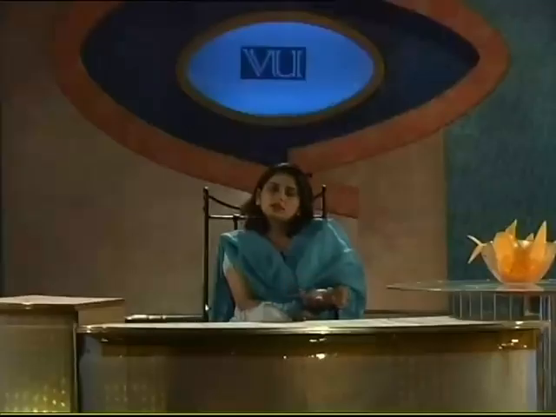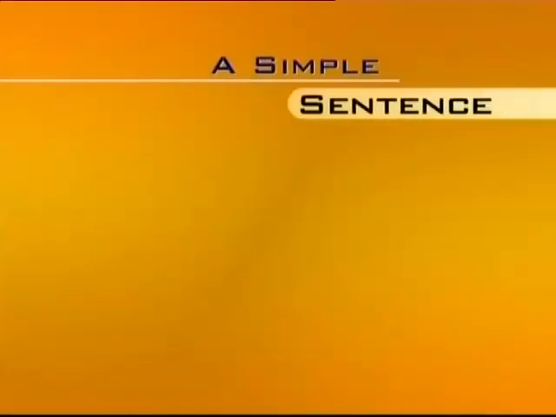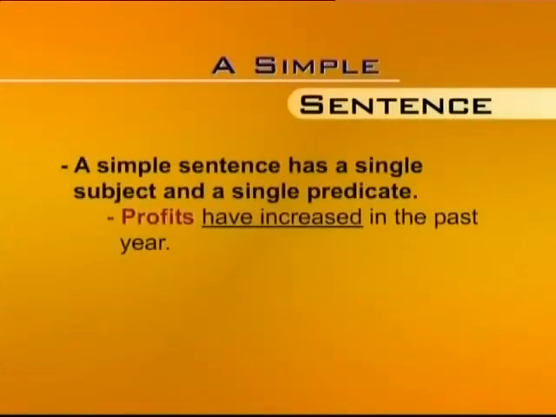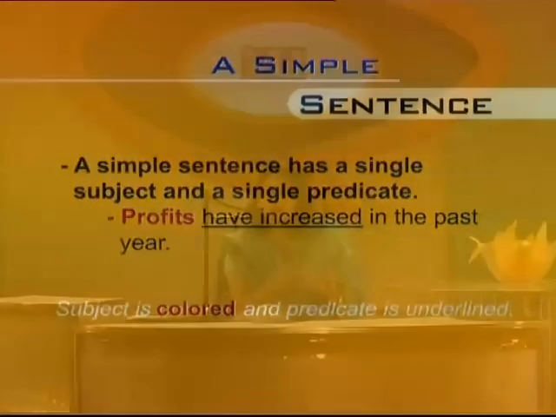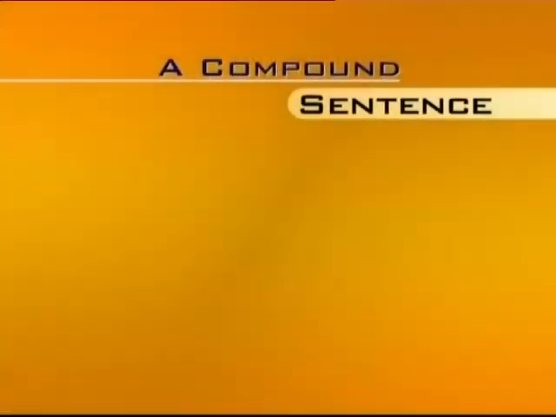Let's have a look at the difference between these 3 types of sentences to quickly revise what they are. A simple sentence has a single subject and a single predicate. एक subject होगा, एक predicate होगा, तो एक simple sentence बनेगा. For example, profits have increased in the past year. Profits is the subject, have increased is the predicate. Profits वो हैं जो action कर रहे हैं, have increased, what is happening to the profits is the predicate, the verb, और बाकी जो है in the past year, that's the related idea.